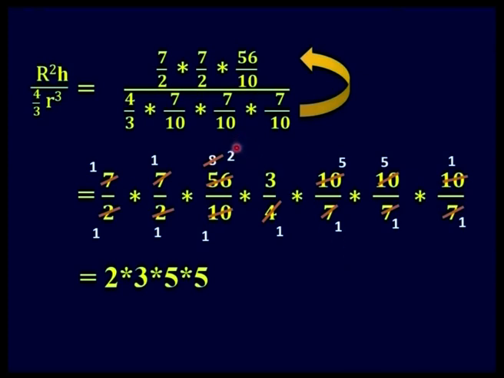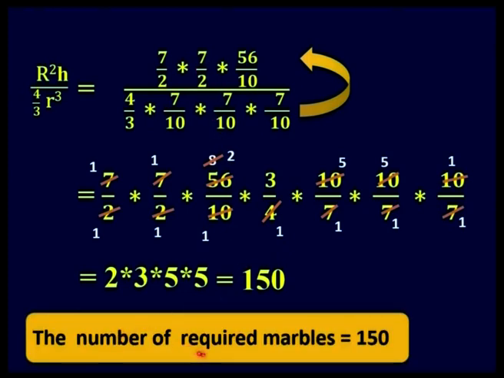Yes, they are 2 into 3 into 5 into 5. 2 into 3 is 6, 6 into 5 is 30, 30 into 5 is 150. So this is the simple way of calculation, no need to take the division. The number of required marbles is 150. So, children, 150 marbles are required to increase the water level up to 5.6 centimeter in the beaker.